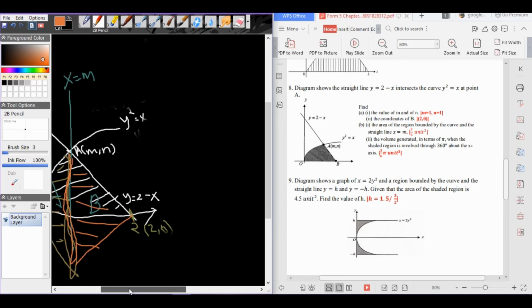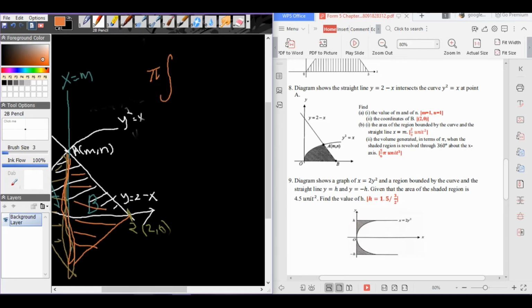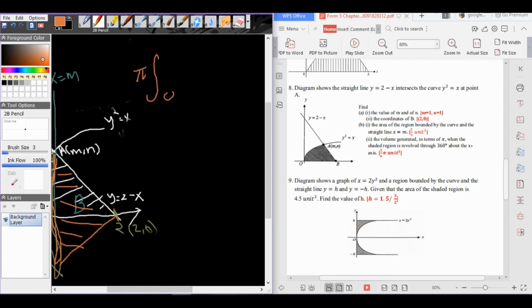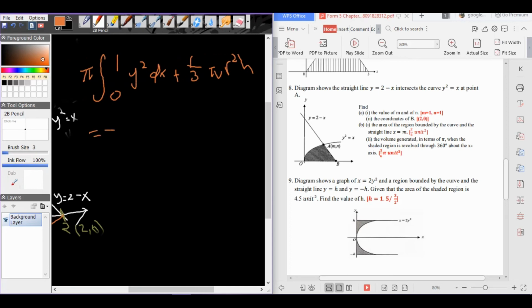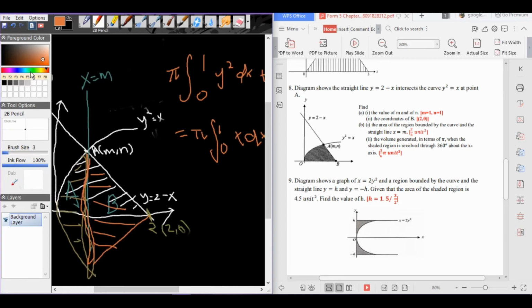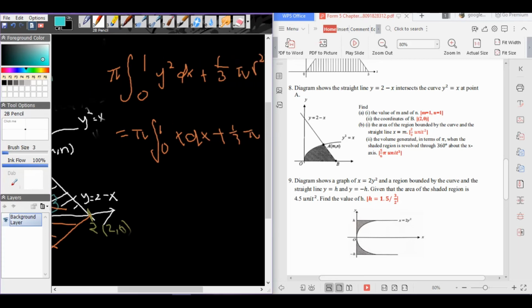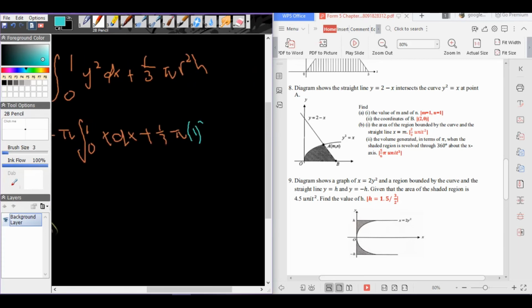Therefore, the volume generated by A will be pi integrate from 0 to 1, and this is the x-axis, so dx, y squared, plus the volume of this cone B. It will be 1 over 3 pi r squared h. Okay, so equals pi, y squared. y squared is the equation of the curve. y squared equals x, dx, plus 1 over 3 pi r, the radius of this cone, it will be 1. So 1 squared, h is the height.